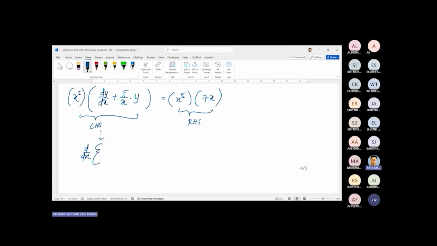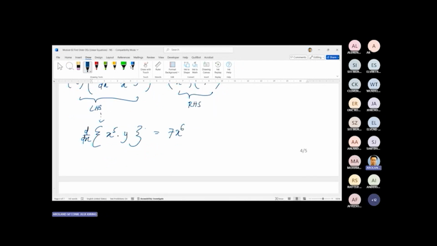Remember, the left hand side will change into a compact form, which is the differentiation of the product of two components. The first one is your integrating factor, which is x to the power of 5, and the second component is your function y. For the right hand side, you multiply as usual, which gives you 7x to the power of 6.